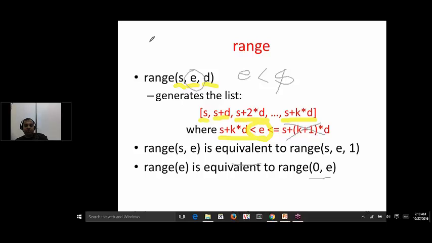Okay. So any questions about range or for loop or anything which we covered, because I'm planning to stop here today. So if there are any questions, yeah. There is a question on chat.